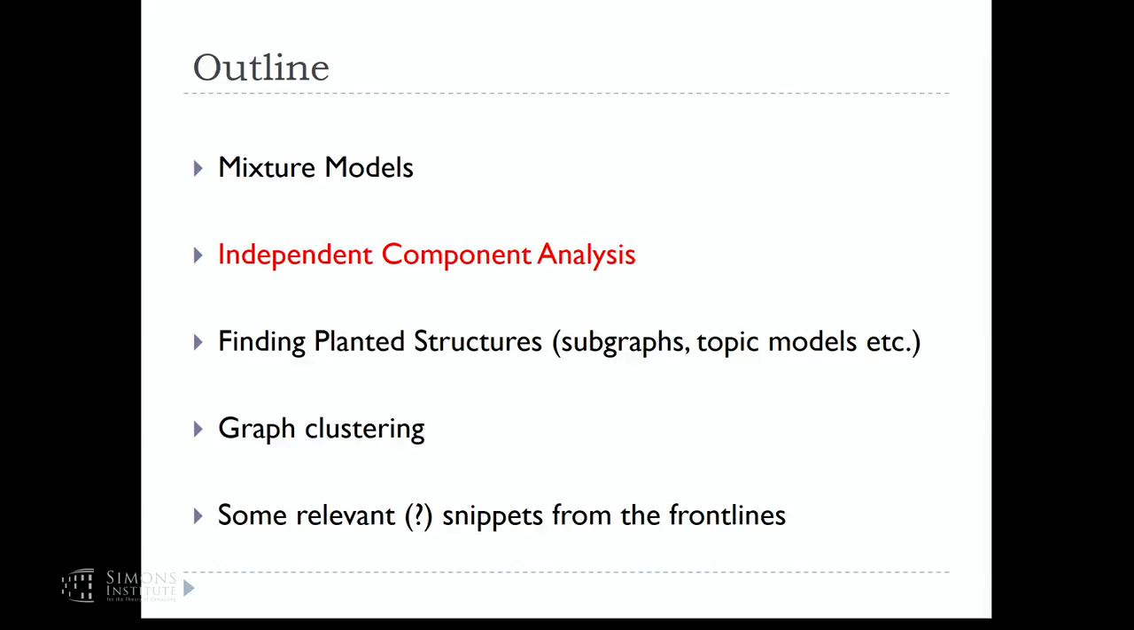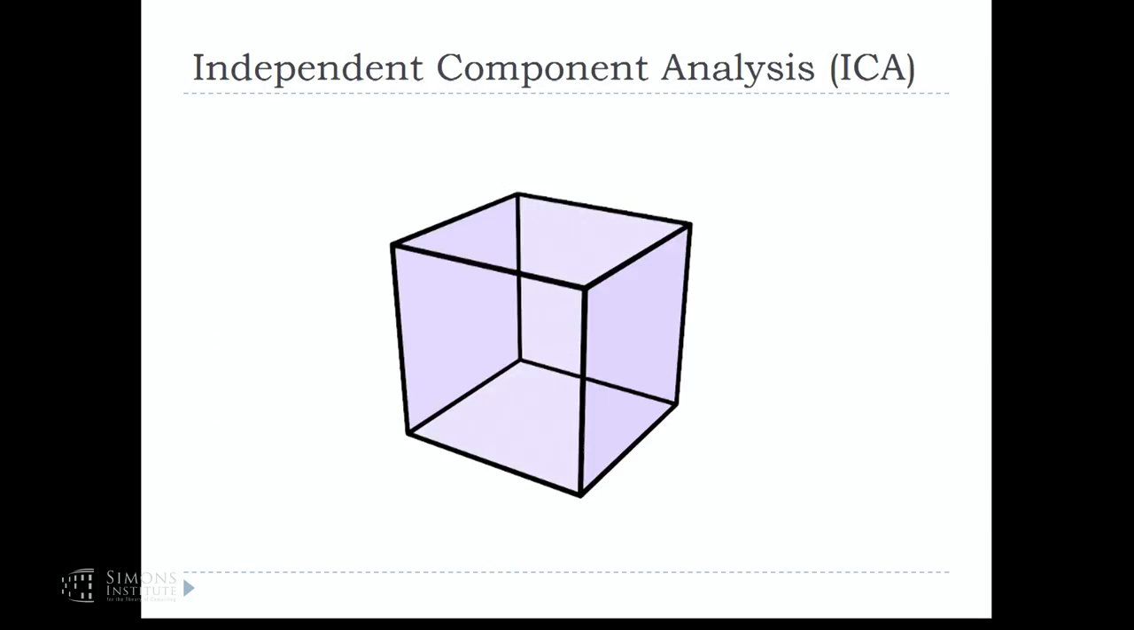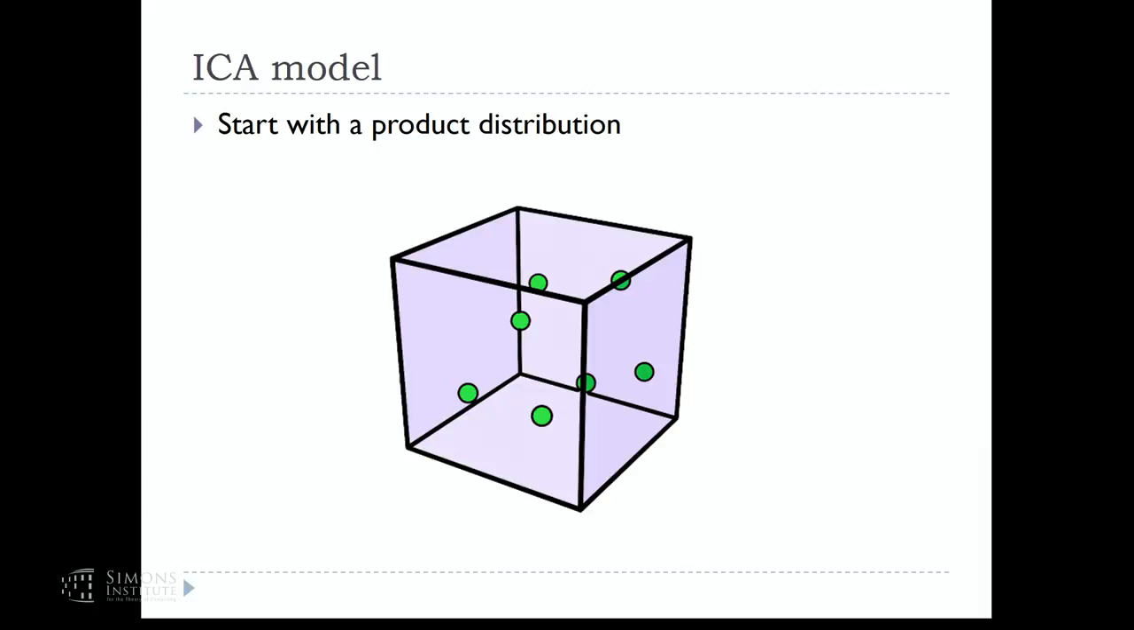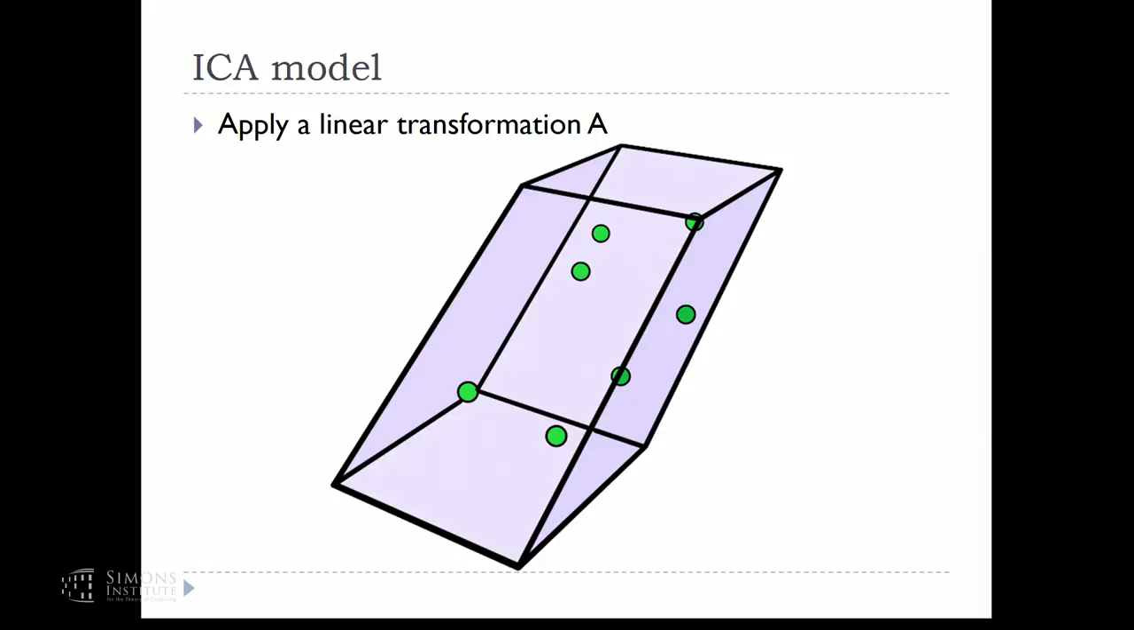So we'll move to a second model for unsupervised learning, which has shown up a lot, and actually multiple times in neuroscience, for analyzing various things, including fMRI data. So here's the model. You start with a product distribution. So there's a bunch of variables, and each variable's value is generated independently from some distribution. Let's say, in this case, an interval. And then there's a linear transformation applied, but you don't know this transformation, right? So somebody applies a linear transformation, and then you're given the data.